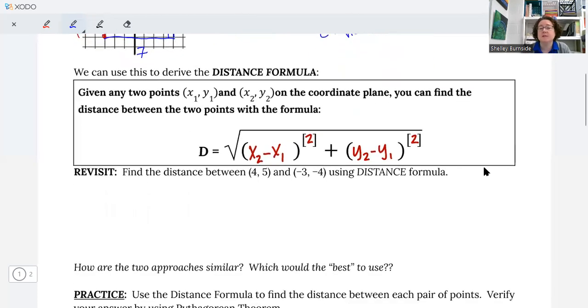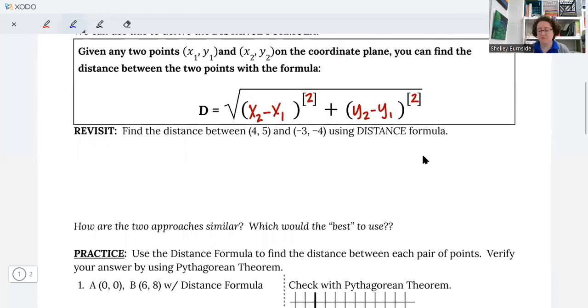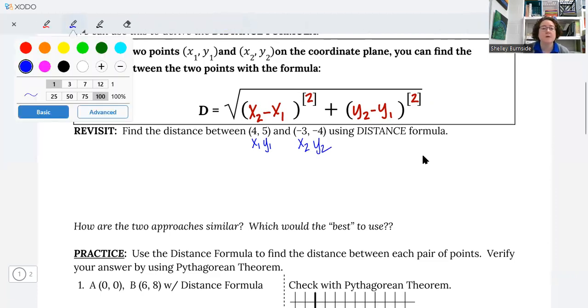So our distance still, as before, is between points 4, 5 and -3, -4. So I'm going to go ahead and label these. I'm going to call my first point 4 and 5, x1 and y1. And I'm going to call the point -3, -4 x2, y2. And actually, give me a second. I'm going to make this a thicker ink line so people can see that a little bit better.